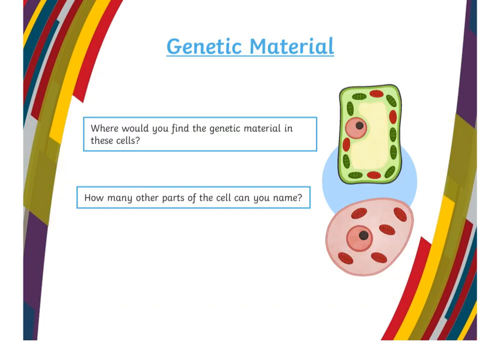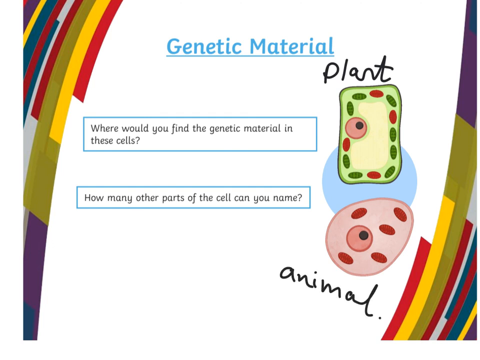So to begin with, I'd like to do a quick recap of some key ideas that hopefully you all know already. So first of all, I'd like you to look at these two pictures that we have here. Now, these are diagrams of cells. Now hopefully you've recognised already that one of them is an animal cell and one of them is a plant cell. Do you know which one's which? Okay, so this one here is a plant cell and this one here at the bottom is an animal cell.